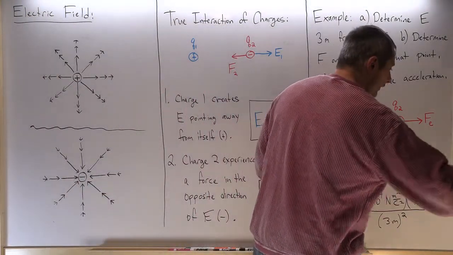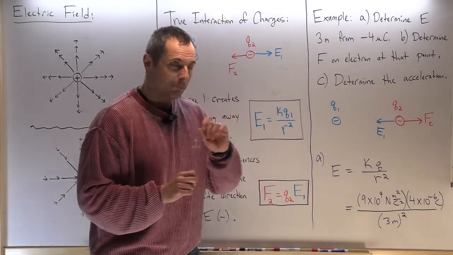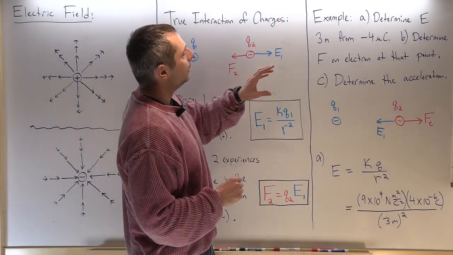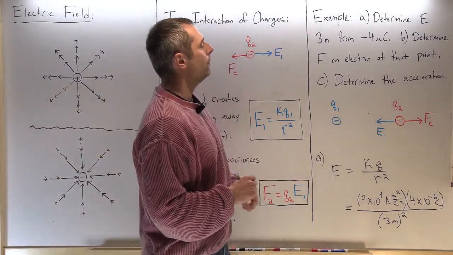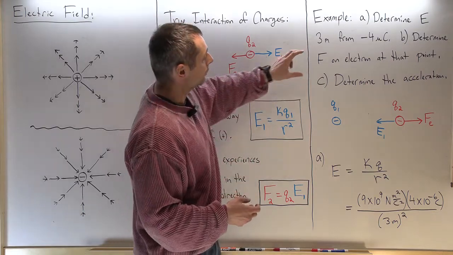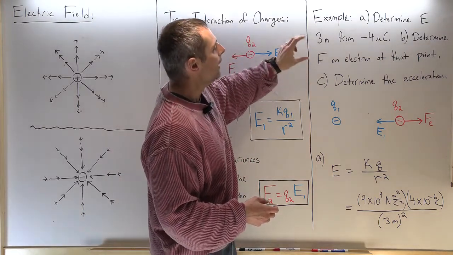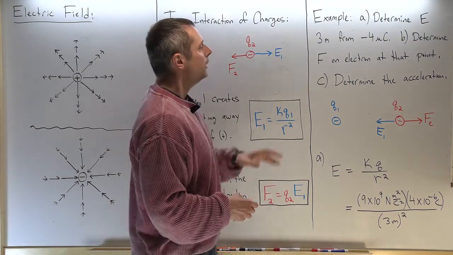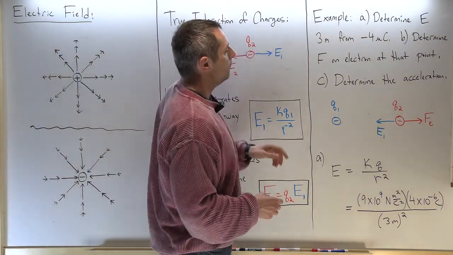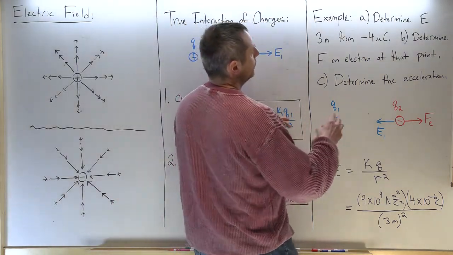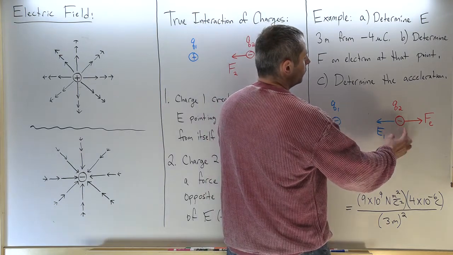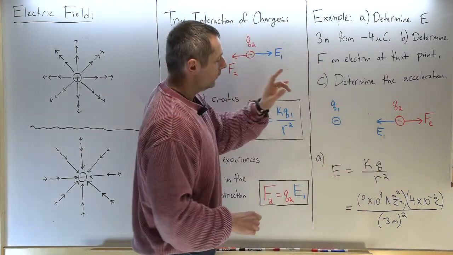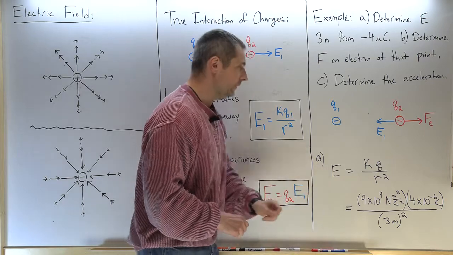All right, now let's do one example. Example 1: determine the electric field 3 meters from a -4 microcoulomb charge. Then we're going to determine the force on an electron at that point, and then we're going to determine the acceleration. Before, in the previous video, for force we would have just done kQq over r squared and gotten this force directly. But first, today, we're doing the electric field.